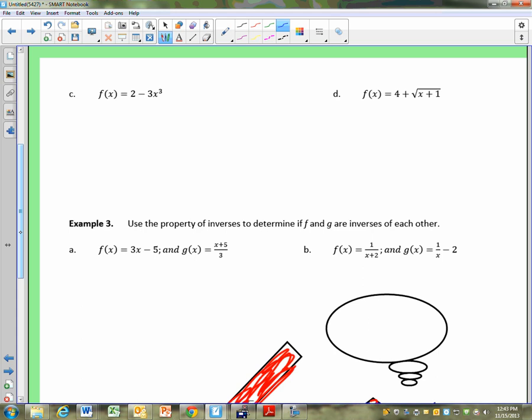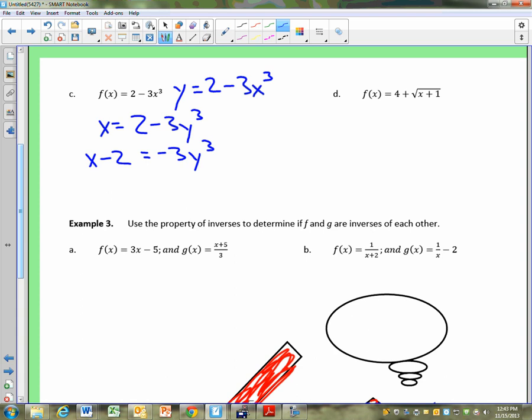This one's going to be okay. All right, we've got y equals 2 minus 3x to the third. So you rewrite it to be x equals 2 minus 3y to the third. How do I solve for y? Subtract the 2.